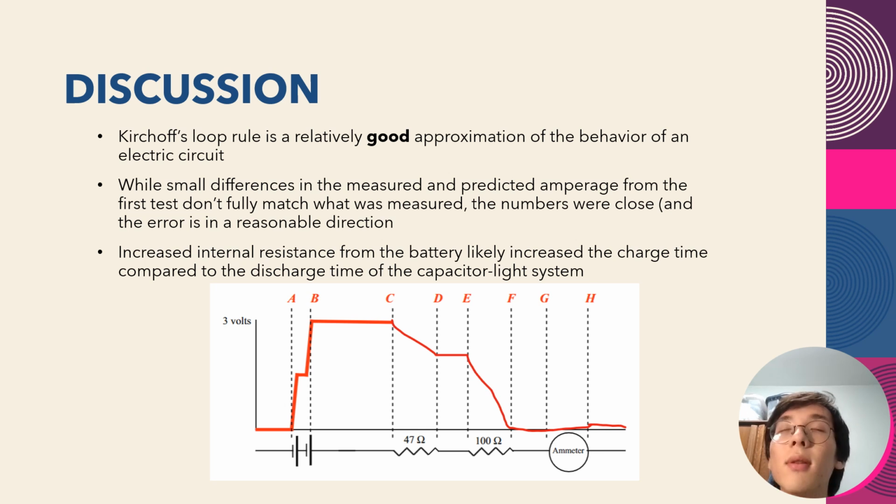So to discuss these results, Kirchhoff's loop rule is a relatively good approximation of the behavior of an electric circuit. While small differences in the measured and predicted amperage from the first test don't fully match what was measured, the numbers are close enough and the error is in a reasonable direction. The increased internal resistance from the battery likely increased the charge time compared to the discharge time of the capacitor light system.